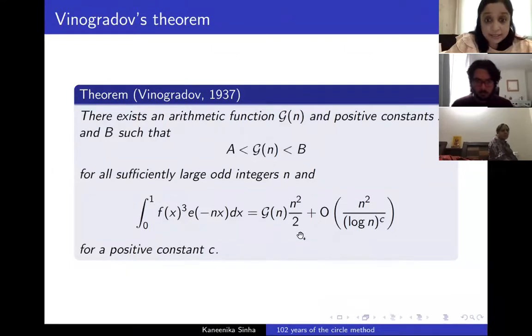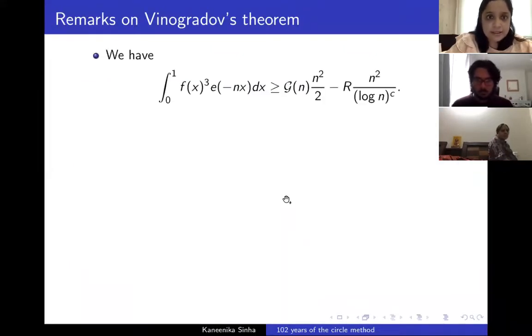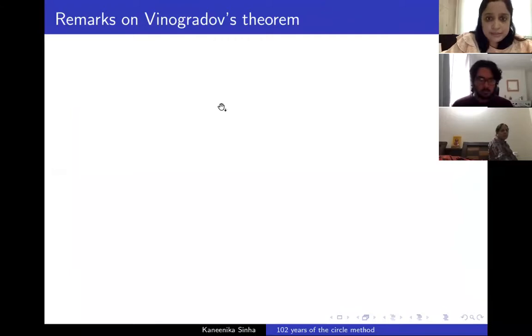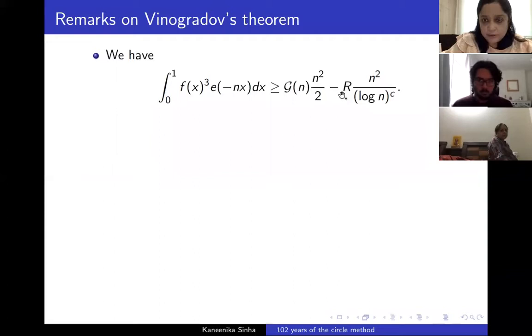So how does it tell us what we were claiming it tells us? What this theorem tells you is that there exists some positive constant r so that this integral is greater than or equal to g of n times n squared by 2 minus r times n squared over (log n) raised to the c, where c is greater than 0. So if you want to show that this integral is positive, it would be enough to show that the right hand side is positive.